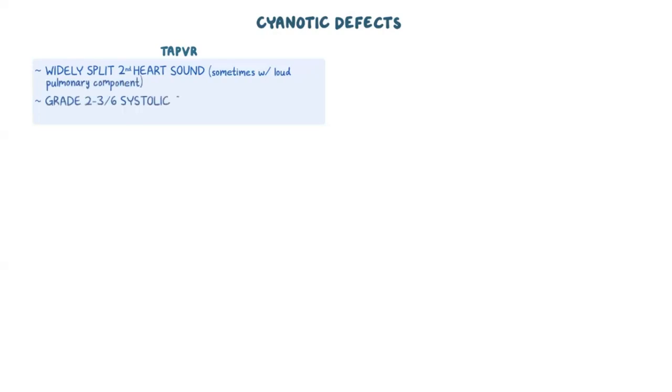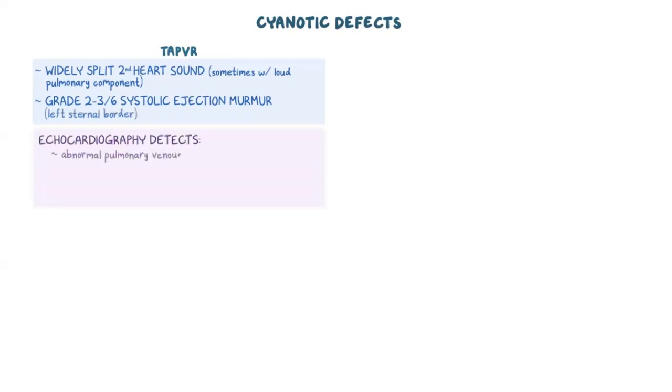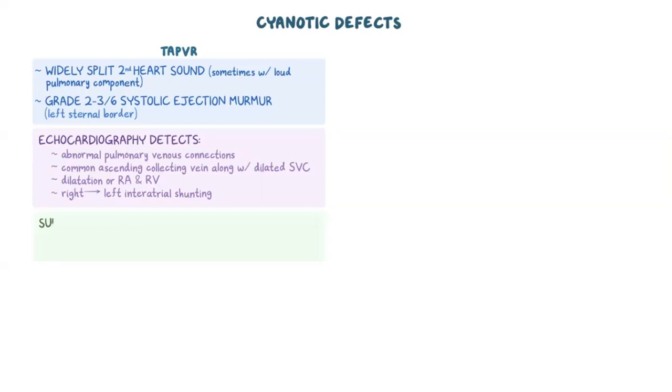In total anomalous pulmonary venous return, the only findings might be a widely split second heart sound, sometimes with a loud pulmonary component, and a grade 2 to 3/6 systolic ejection murmur, audible along the left sternal border. Echocardiography can detect abnormal pulmonary venous connections, a common ascending collecting vein along with a dilated superior vena cava, dilation of the right atrium and ventricle, and right to left interatrial shunting. Treatment includes a surgical repair consisting of a wide anastomosis between the pulmonary venous confluence and the posterior wall of the left atrium.